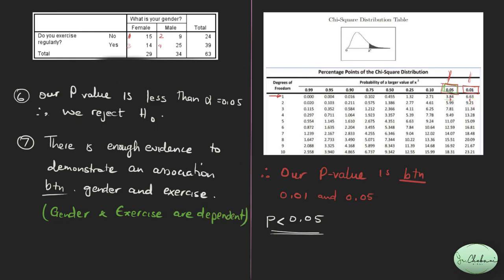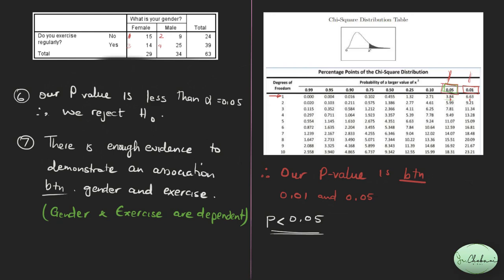Another thing to note, just as a side note, is the chi-square test or the p-value doesn't tell us the strength of this association or the strength of this relationship. It just tells us there's a relationship or not. It's a yes or no kind of question.